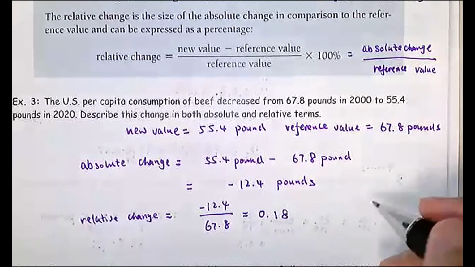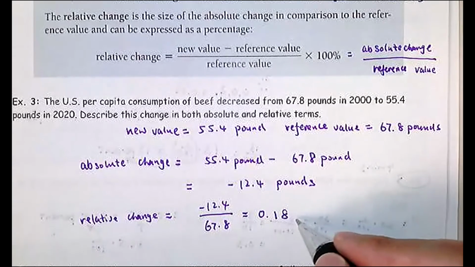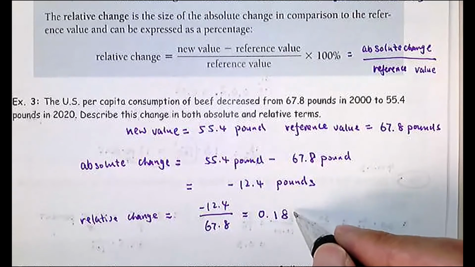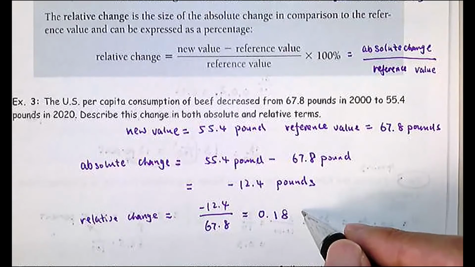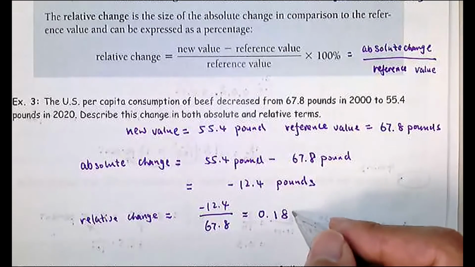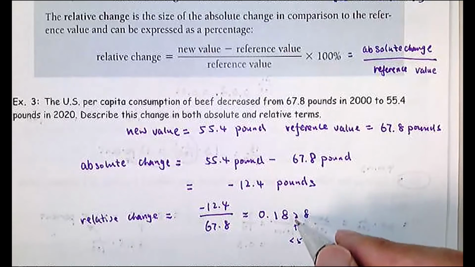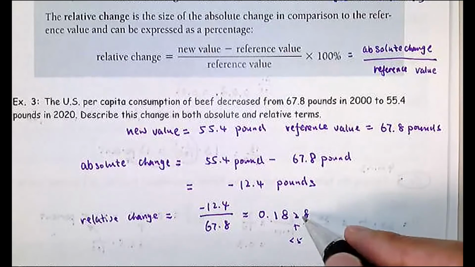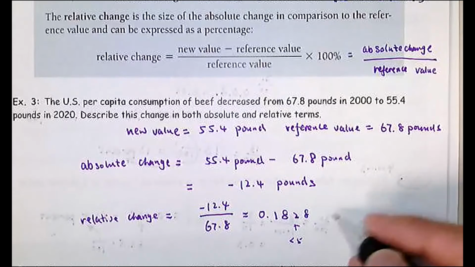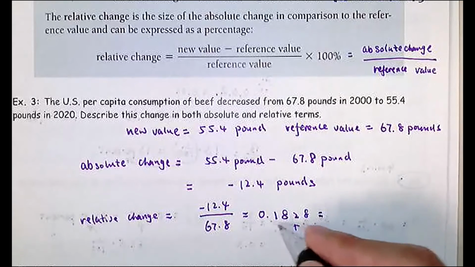Are there any decimals behind the 8? Yes. What is the value here? 2.8. Yes. Since 2.8 is smaller than 5, we just omit it. If it is 5 or more, we round it. If it is less than 5, we do not need to round it. So let's just keep it as here.